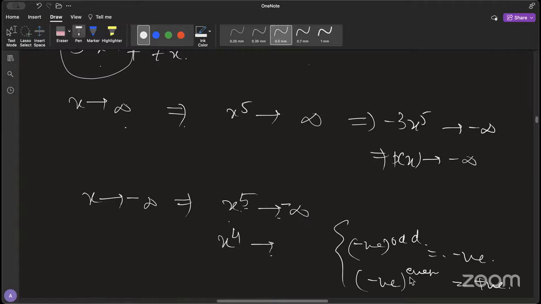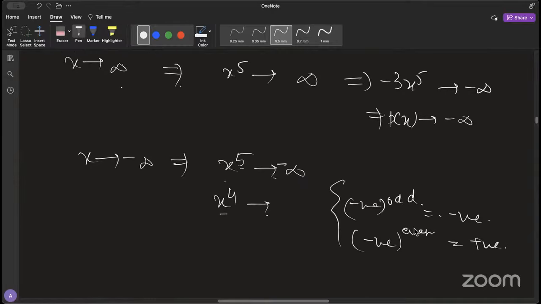Right. Because if you have even power, no matter whether your number is positive or negative, the resulting thing would be positive only. Even power means a positive number. So if you have even power here, no matter what value you choose for x, this will always be a positive number. That means it should be plus infinity.